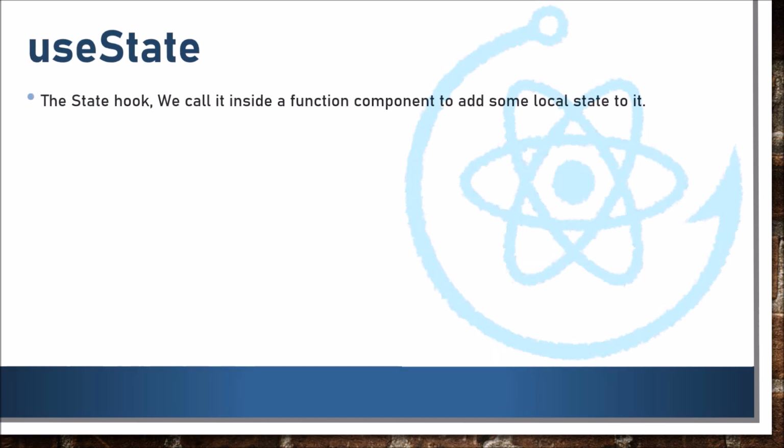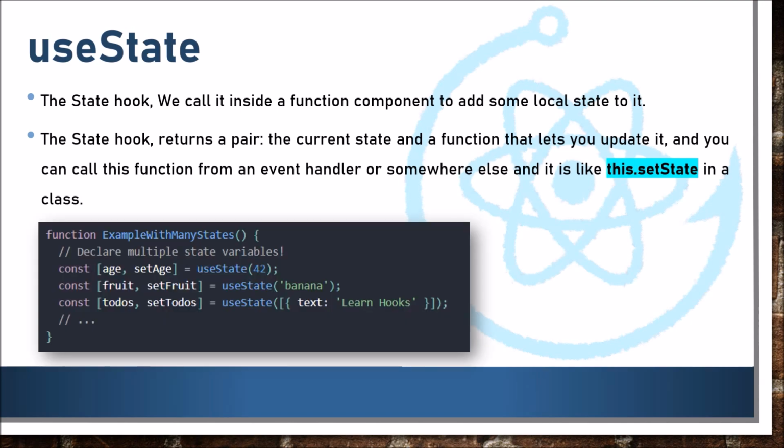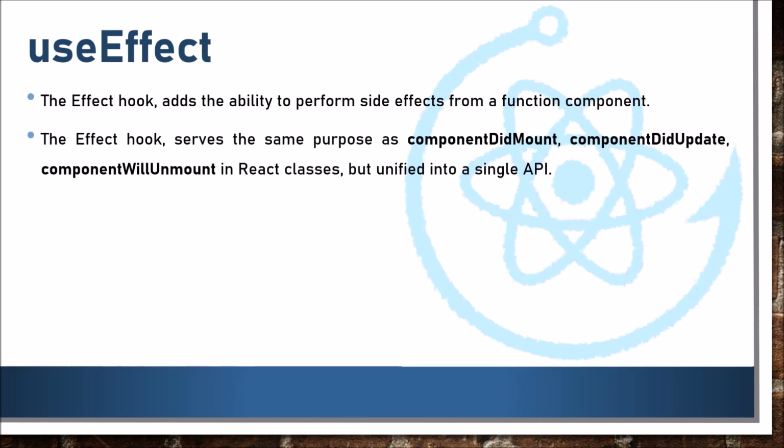useState. The state hook, we call it inside a function component to add some local state to it. The state hook returns a pair: the current state, and a function that lets you update it. You can call this function from an event handler or somewhere else. It is like this.setState in a class. Here is the example. useEffect. The effect hook adds the ability to perform side effects from a function component. The effect hook serves the same purpose as componentDidMount, componentDidUpdate, and componentWillUnmount in React classes, but unified into a single API.